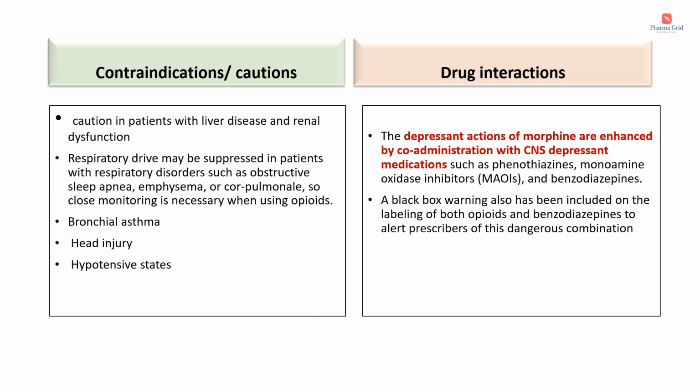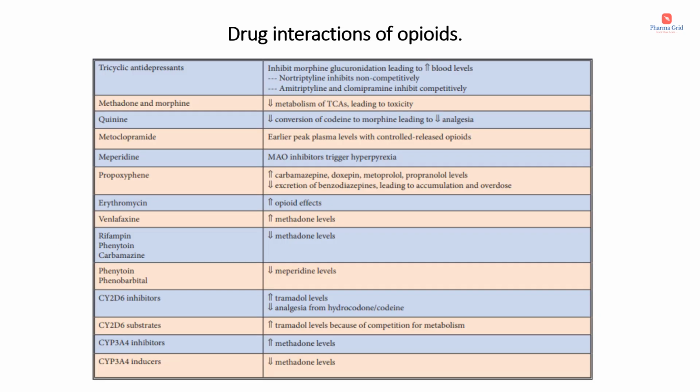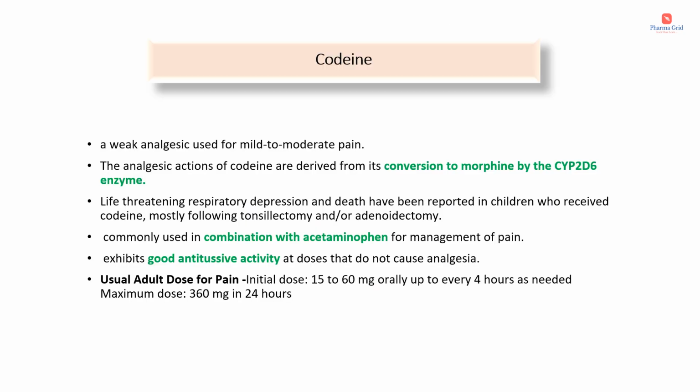A black box warning also has been included on the labeling of both opioids and benzodiazepines to alert prescribers of this dangerous combination. So in this slide, you can see the drug interactions of opioids. The drugs mainly interact with opioids include CNS depressant drugs, then enzyme inducers as well as enzyme inhibitors. You can refer to this image for drug interactions associated with the opioids. Now we are going to discuss each drug in detail.